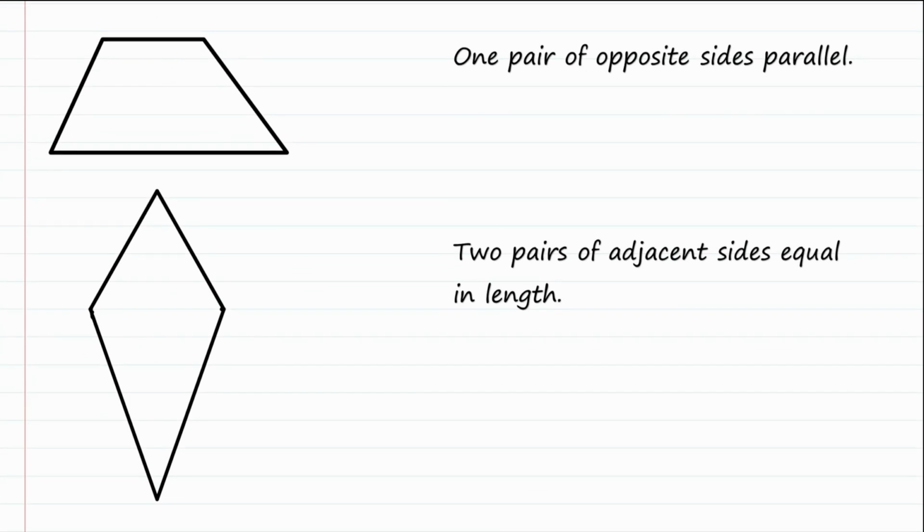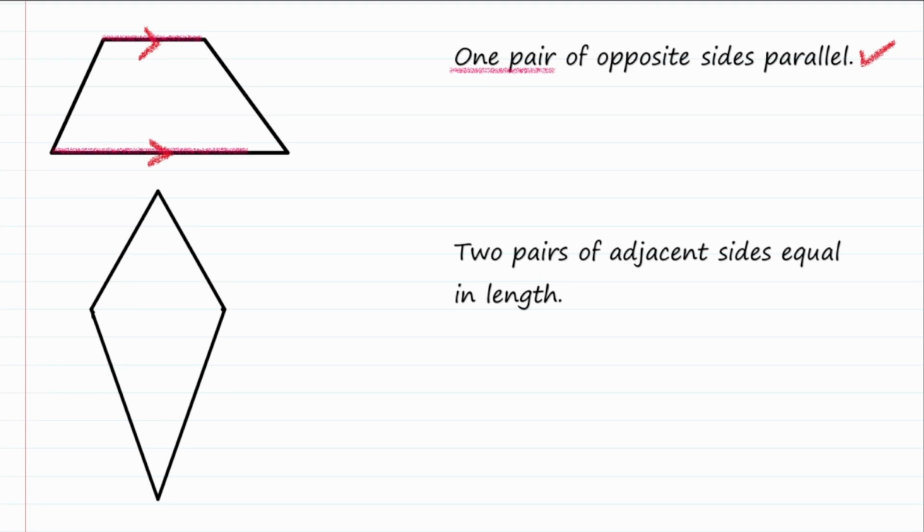For the trapezium, I've got my top and my bottom lines, which will never meet, so they are parallel. Now, it says one pair of opposite sides are parallel, and the top and the bottom are opposite. And one pair means two, so two lines are parallel, and that is true.